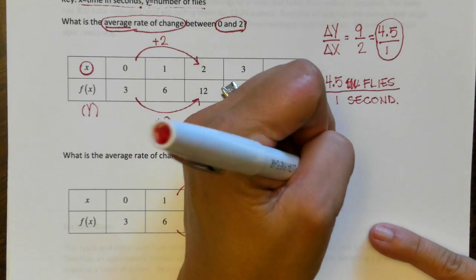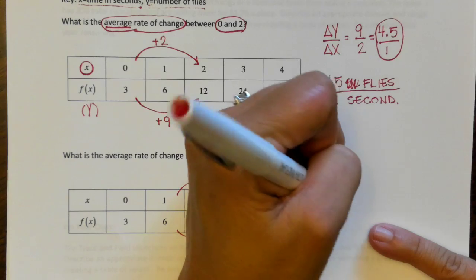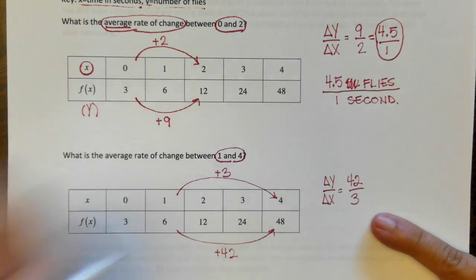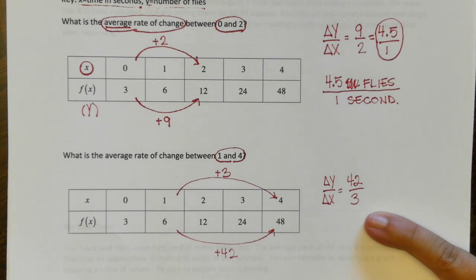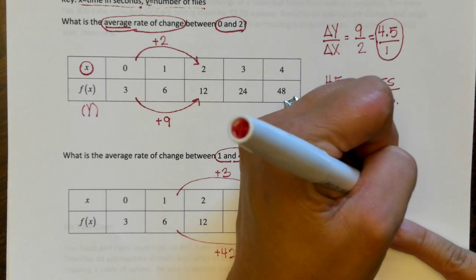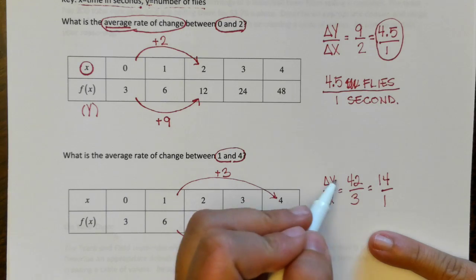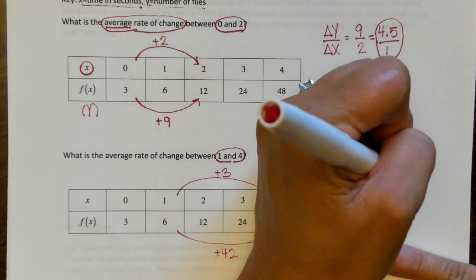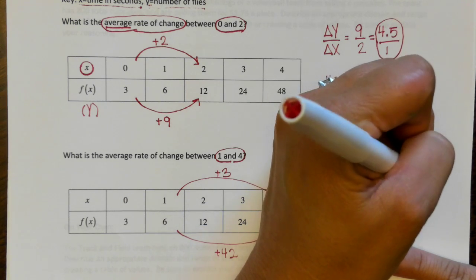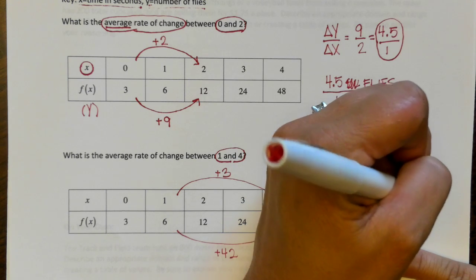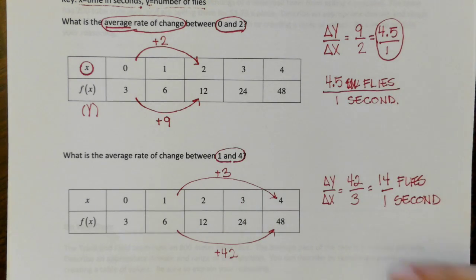Okay, so when I do my change of y divided by my change of x, that equals 42, and divide that by 3. And just to make sure I'm sure here, checking that, that is 14 for every 1. 14 what? Well, what is y standing for? Y is standing for flies. 14 flies for every 1 second. Okay, there you go.